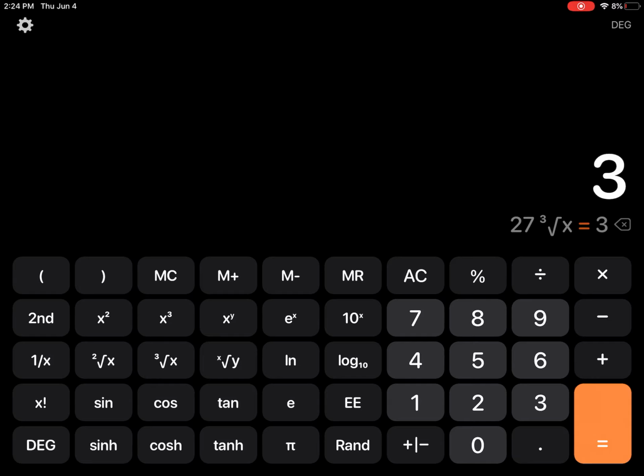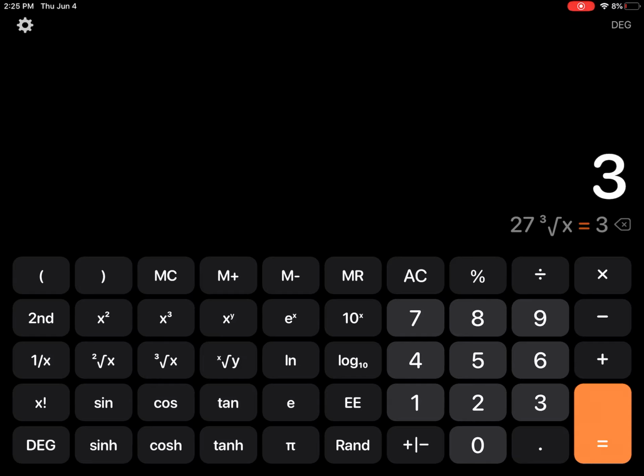Always make sure you press the equals sign after. Some you will press the cubed root button first and then the base, and some you'll press the base first and then the cubed root button. And even some calculators you need to enter the equals sign and some you don't.